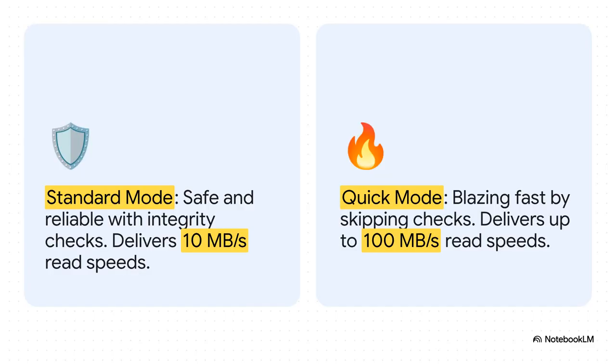Now that incredible speed comes with an important choice. You see, by default, StreamDB runs in a safe and reliable mode. Think of it like driving with a seatbelt and all the safety features on. It runs integrity checks on every piece of data to make sure nothing is corrupted, giving you a very solid 10 megabytes per second. But quick mode, that's the nitrous button. It trusts that your data is good, skips the checks, and just goes for pure, unadulterated speed. So you have a choice: guaranteed safety or absolute blazing fast performance.